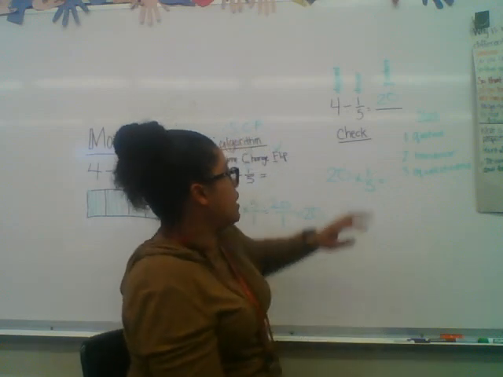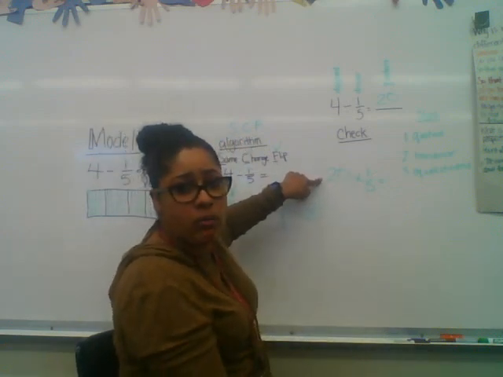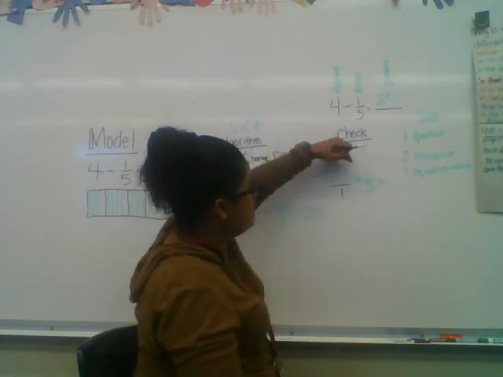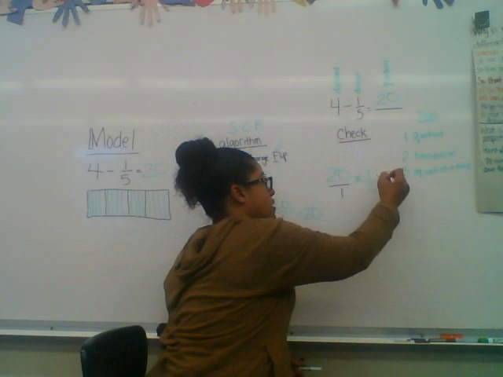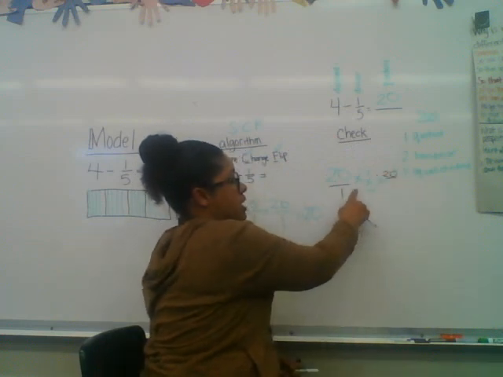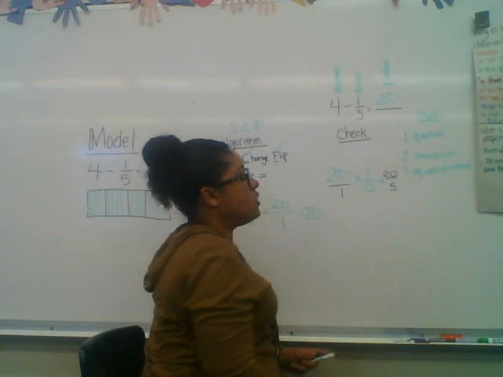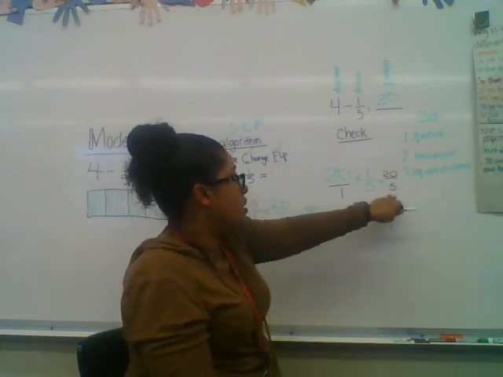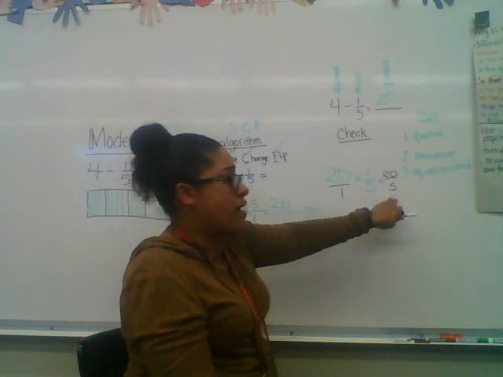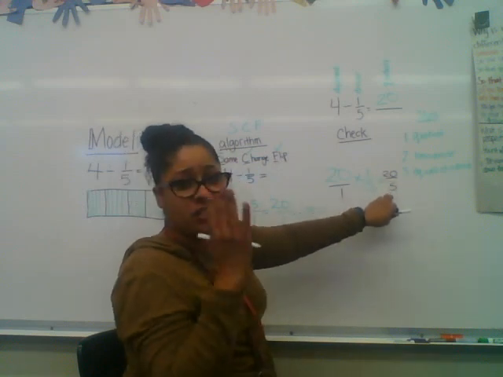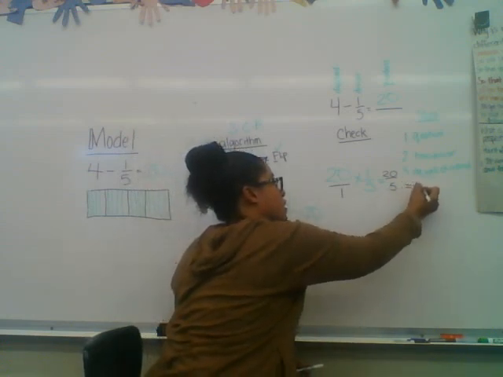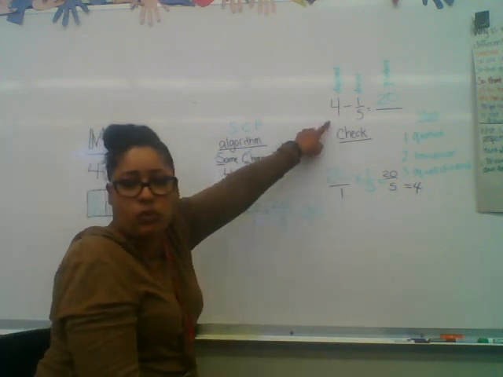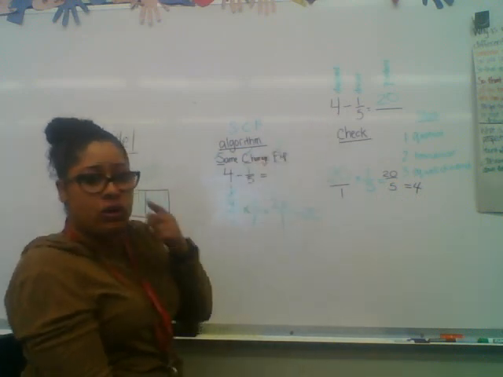Okay? Now when I'm multiplying, I have a whole number. The way that I make a whole number a fraction is just by putting it over 1. So now I have 20 times 1 is 20. And then 1 times 5 is 5. You can never leave your answer as an improper fraction. So now we have to divide. 20 divided by 5 is 4. And your answer should equal your dividend, which was 4. And that's how you check.